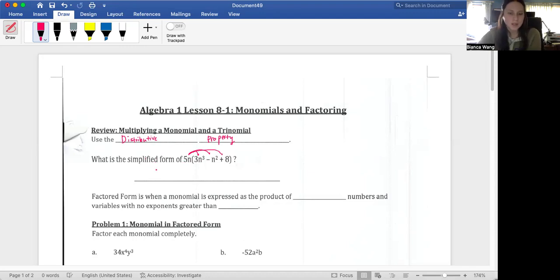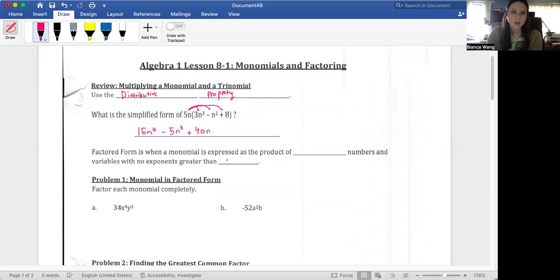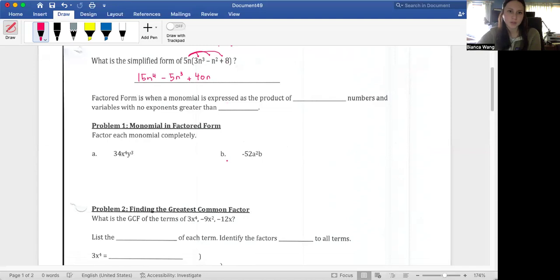So 5n times n to the third power would be 15n to the fourth power. And minus 5n to the third plus 40n. 5 times 8, 40n. So that should be pretty straightforward for you.